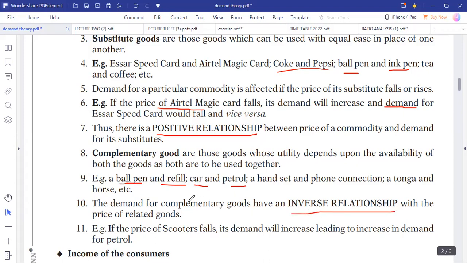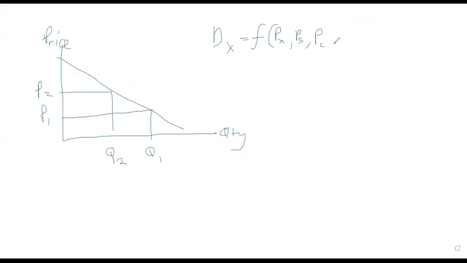Why? Because if the price of a car goes up, the demand of petrol will go down because you'll not buy a car after all. So these are called complementary goods. So whenever the elasticity of a complementary good is negative, we say these are complementary goods. Okay, so the demand equation, like I said, is always downsloping. We talked about 8 to 9 factors, but we're going to dominate on 5 or 6 today.